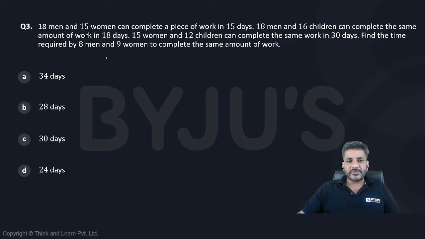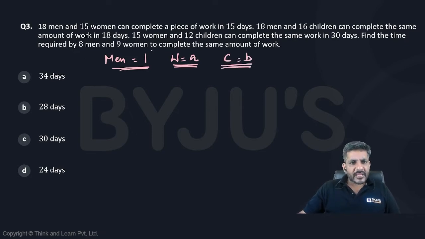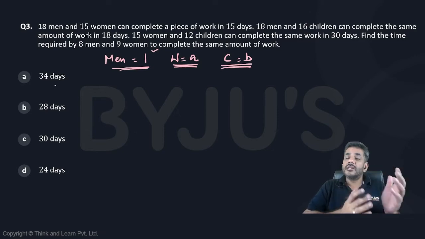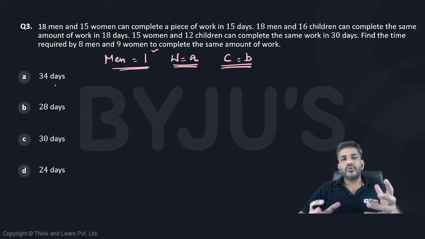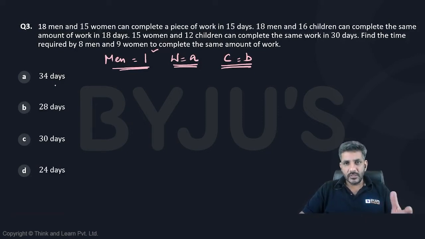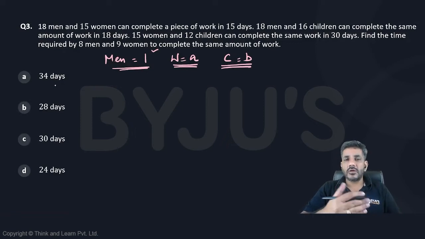So I am just assuming, let us say a man makes 1 unit in a day, a woman makes A number of units in a day, a child makes B number of units in a day. Can we take any number as 1? Yes, one of the numbers can always be assumed as 1 if in the question the work is not mentioned in absolute terms. So one of the numbers can be taken as 1, but you cannot assume women's efficiency or children's efficiency as 1, 2, 3 or something again. They have to be taken as a variable.